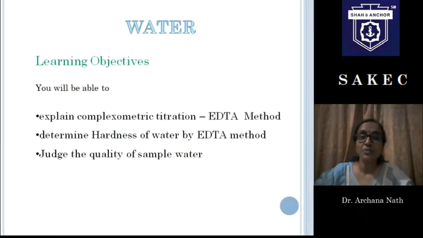So the learning objective of today's lecture is to determine hardness of water by the EDTA method. We will learn about complexometric titration, which is the EDTA method, and we will also be able to judge the quality of sample water.